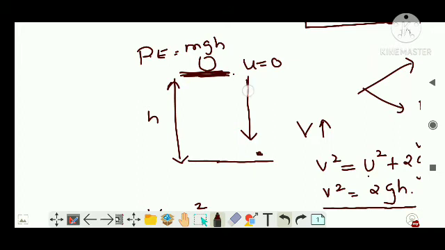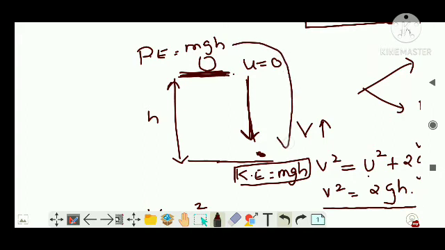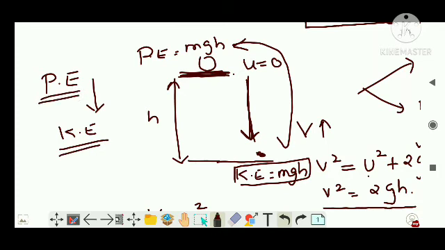Just while the ball is falling down, and just before it strikes the ground, it has kinetic energy whose magnitude is also mgh. So I can say that when the ball is freely falling, the total energy remains constant. That is, the stored potential energy was completely converted into kinetic energy just before the ball reaches the ground. Clear?